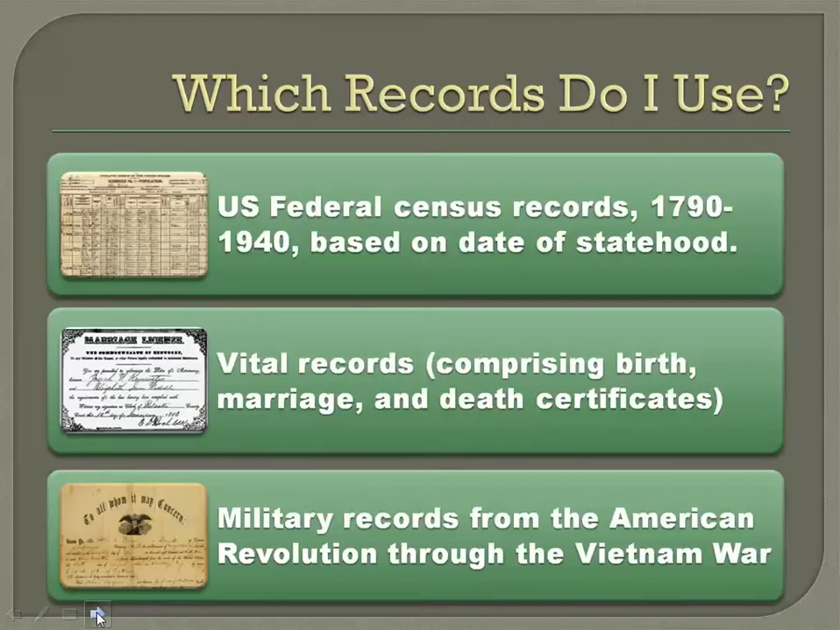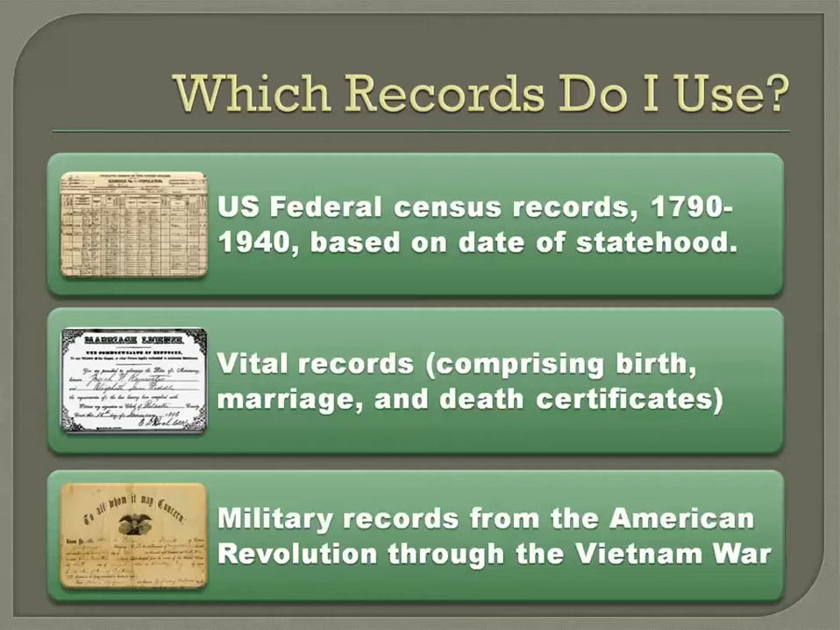Which records will you use during your research? At the most basic level, the federal census records are the most valuable and informative to the beginning genealogist. The U.S. Census was enumerated every 10 years starting in 1790. Census records are the genealogist's most valuable resource.